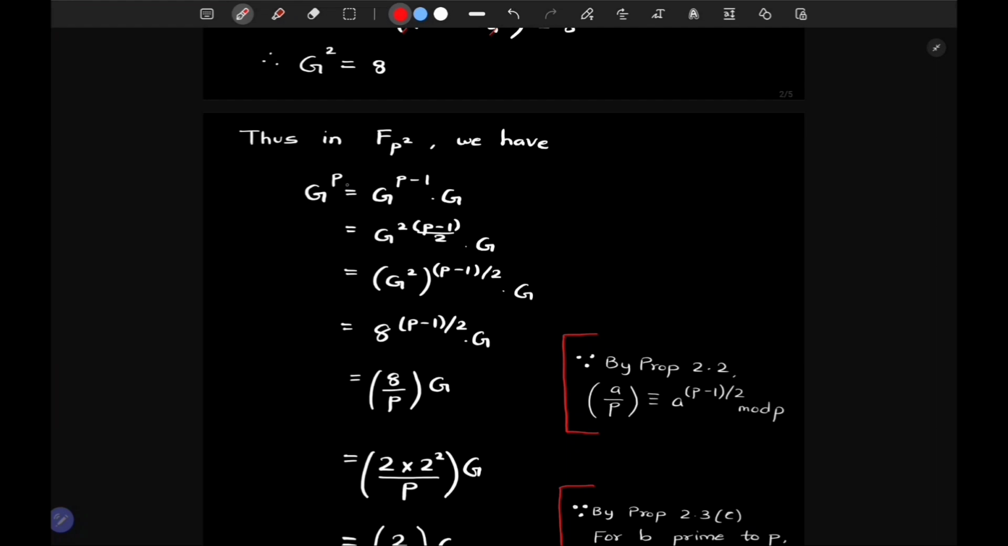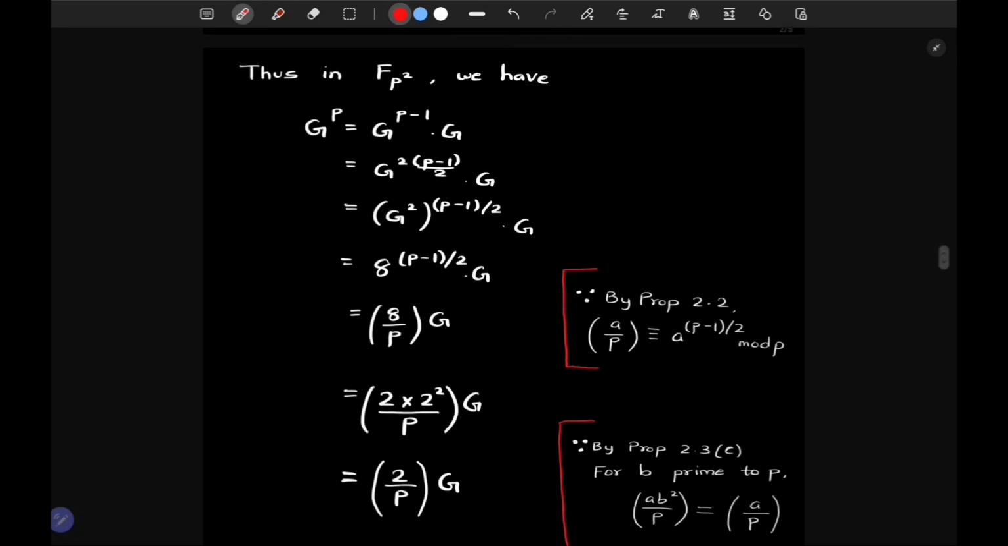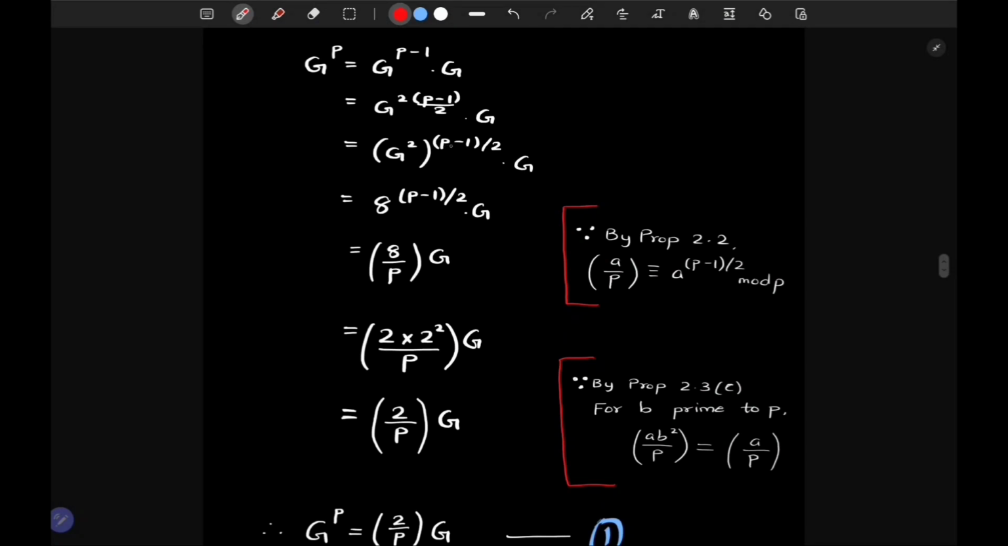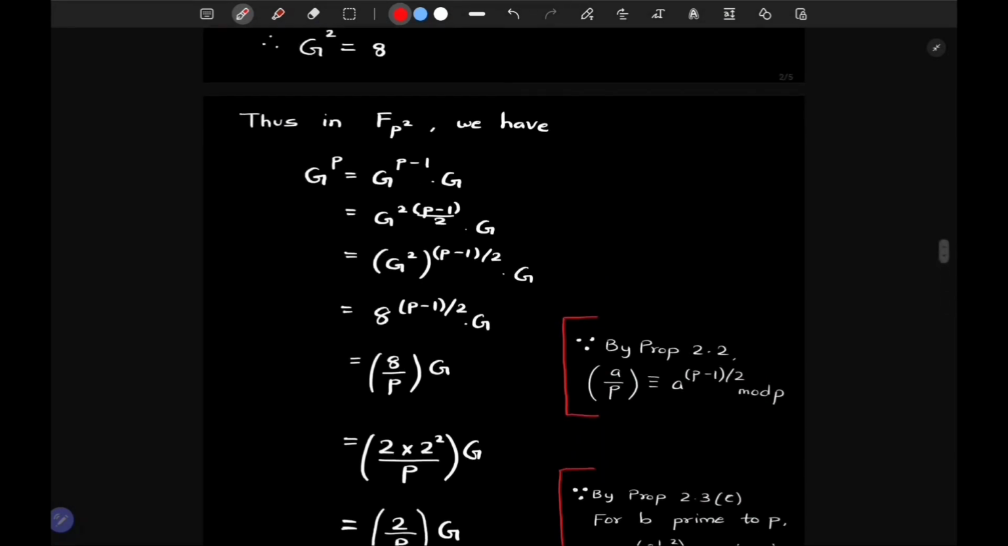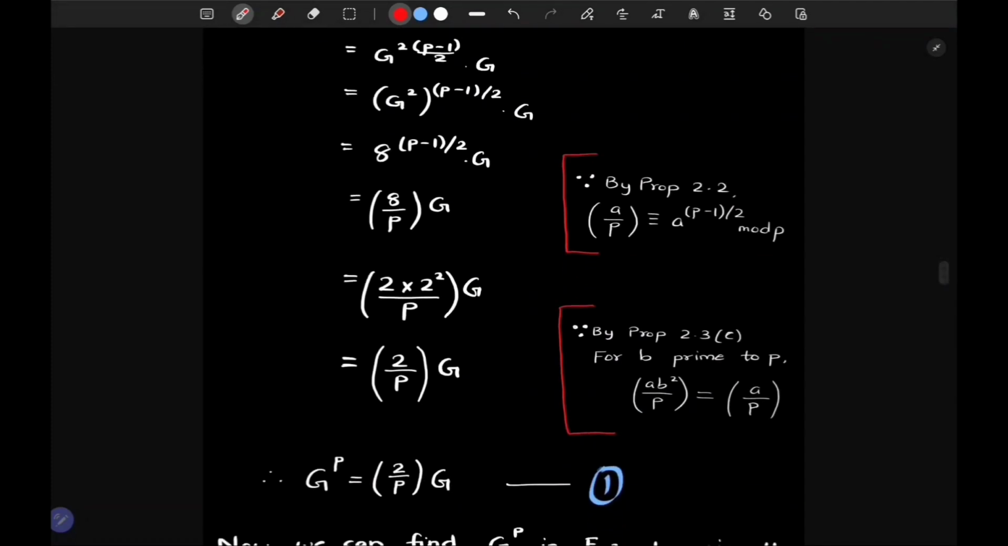We can write g raised to p as g raised to p minus 1 into g. Now I am going to multiply and divide by 2 in the power p minus 1. So it becomes g raised to 2 times p minus 1 by 2 into g. We can rewrite it as g square the whole raised to p minus 1 by 2 into g. What is g square? We know it is 8. So we can write 8 raised to p minus 1 by 2 into g.